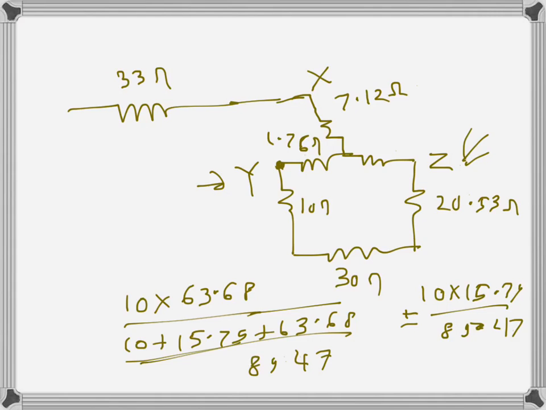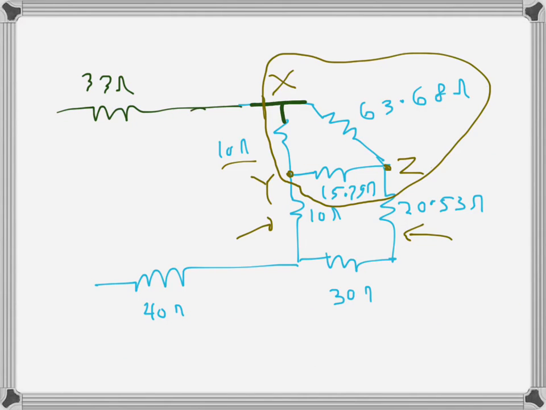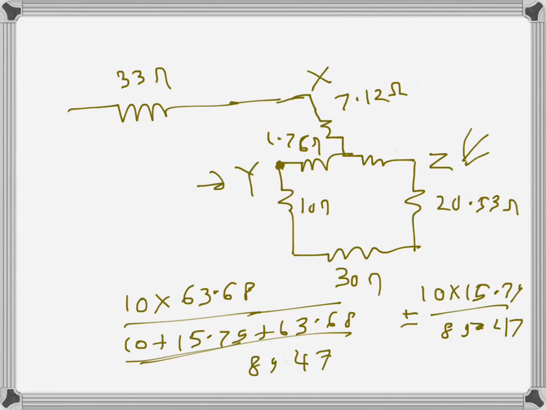And finally the resistance that is connected to Z in the Y connection will be 15.79 into 63.68 divided by 89.47, and that one becomes 11.23 almost. So this is the circuit now. So these are the calculations. I will probably erase this part.